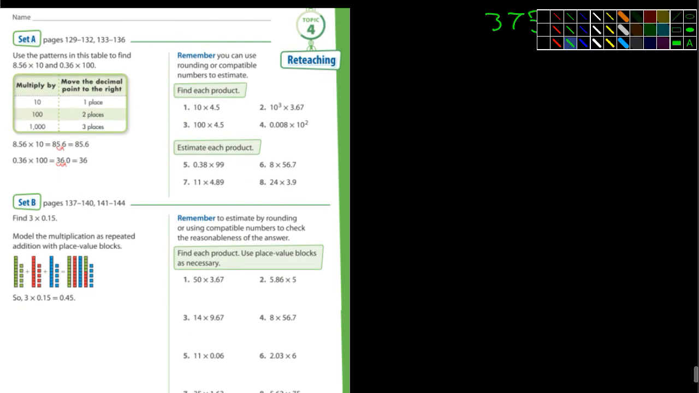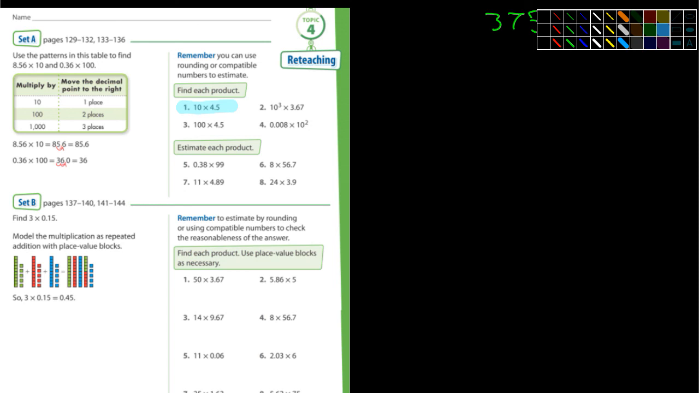Set A, you guys have done these before. They tell you the pages if you need to reference back. They also give you an example. Don't sharpen your pencil now, thank you. And again, here's the pages for set B, and they give you an example. Find each product. So I'm looking at number 1 here, 10 times 4.5. Oh, that's a hard one. I know it's going to be difficult.